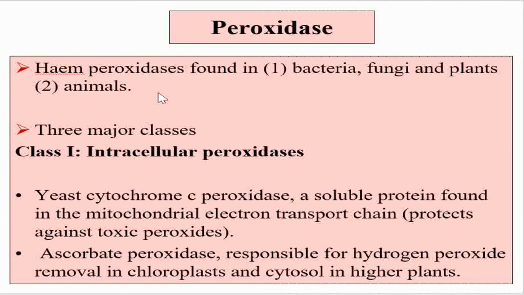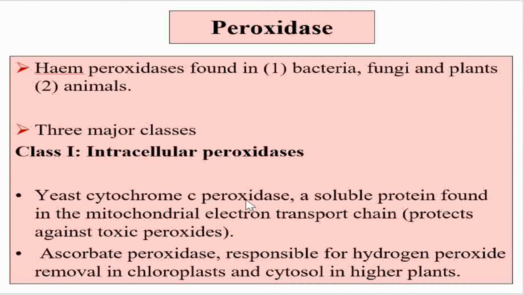If we divide heme peroxidases into subfamilies, we find peroxidases present in bacteria, fungi, and plants. This is one subfamily, and the other subfamily is the animals. They can also be divided into some major classes. Class 1 is the intracellular peroxidases, which are present in the intracellular parts.